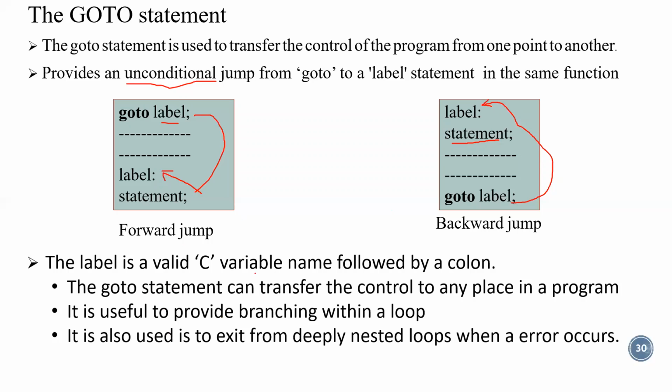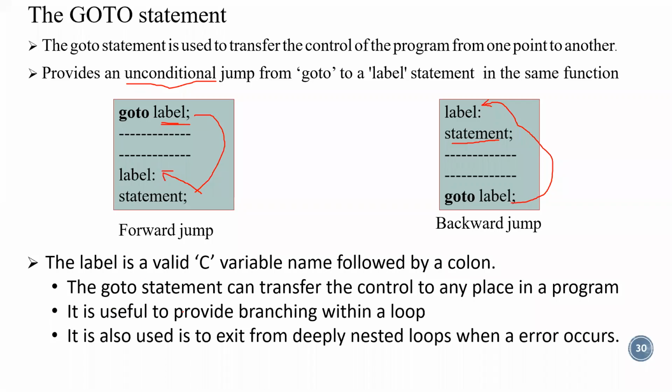Now, the label is a valid C variable name. When we are naming a variable, we have studied some conventions, right? It has to start with an alphabet, and you can have a mix of alphabets and numbers, and you can have an underscore also among the special characters. All those rules which are used for naming a variable are applicable for naming the go to label. Got it? This label can also be the same as a variable name. So it is an identifier name which the user is giving.